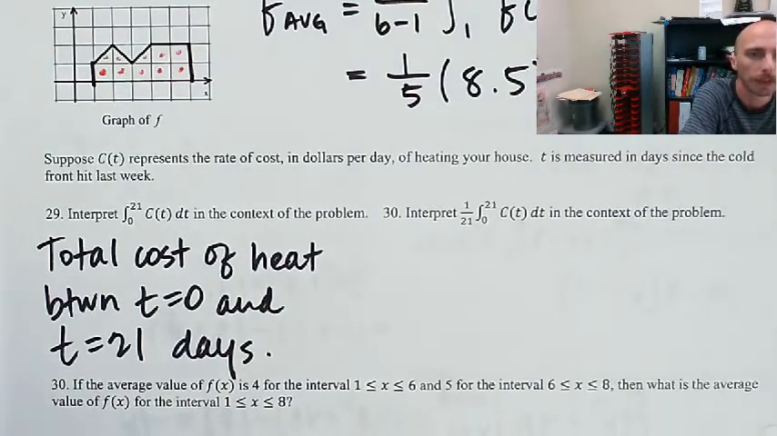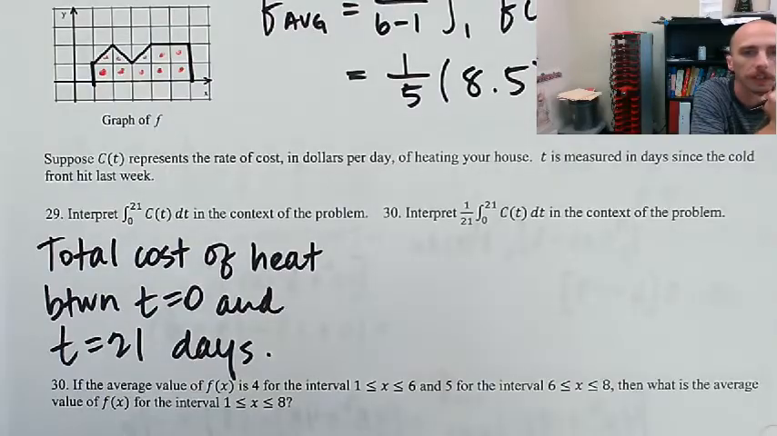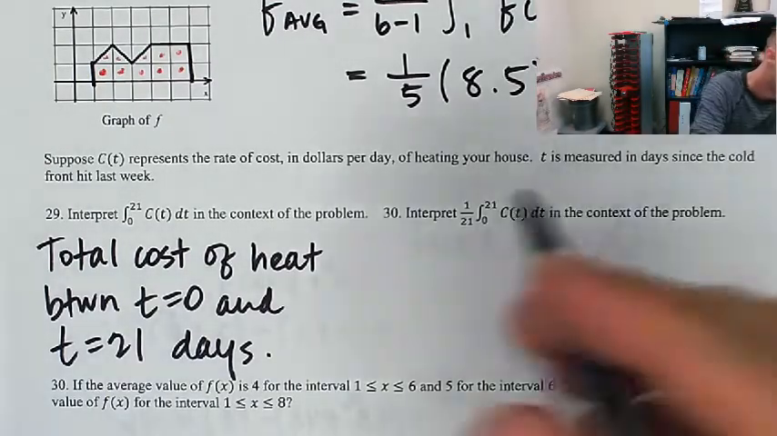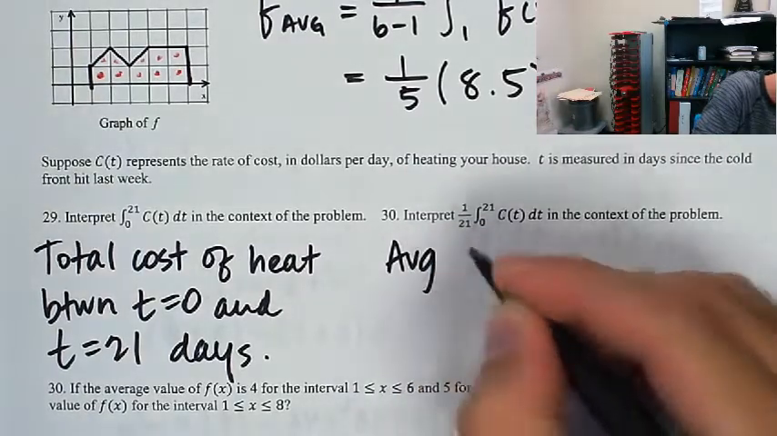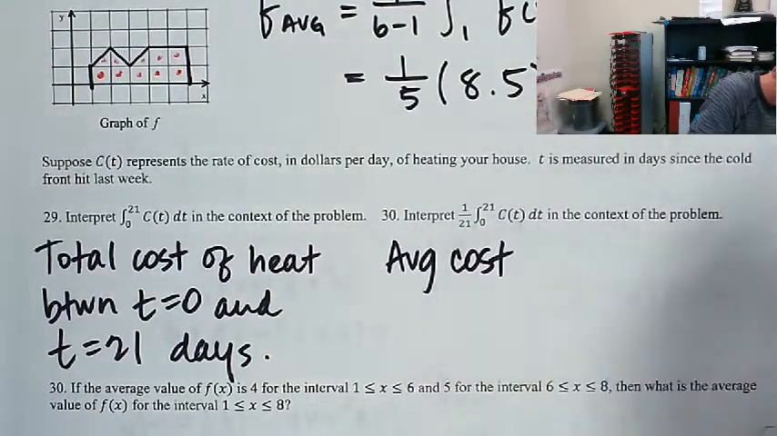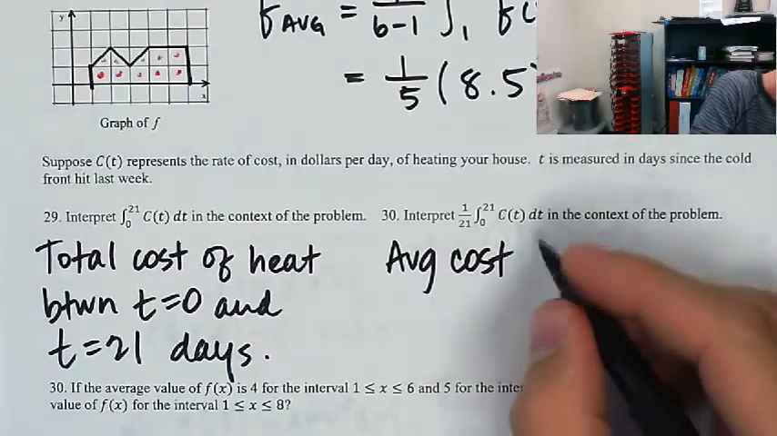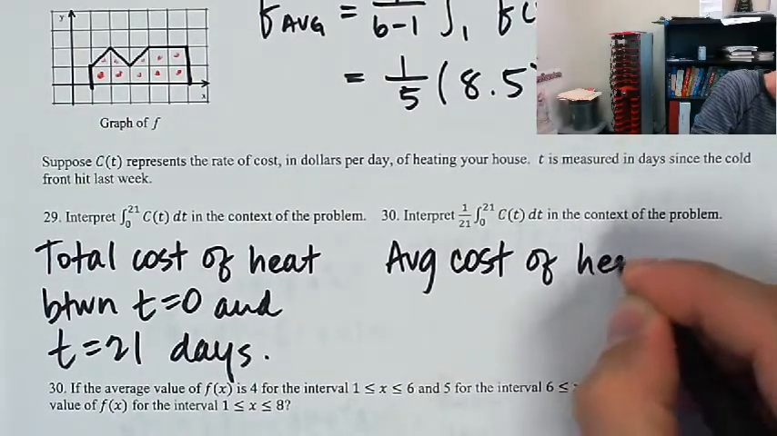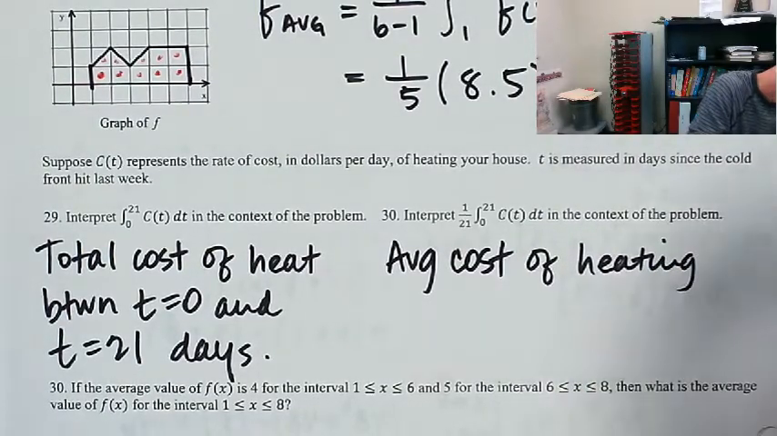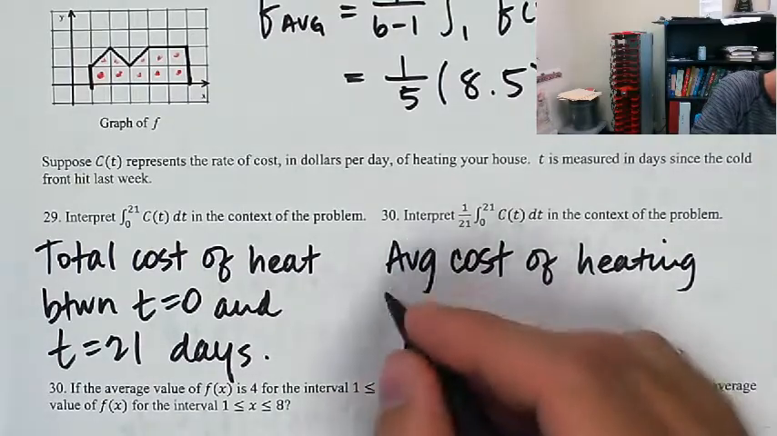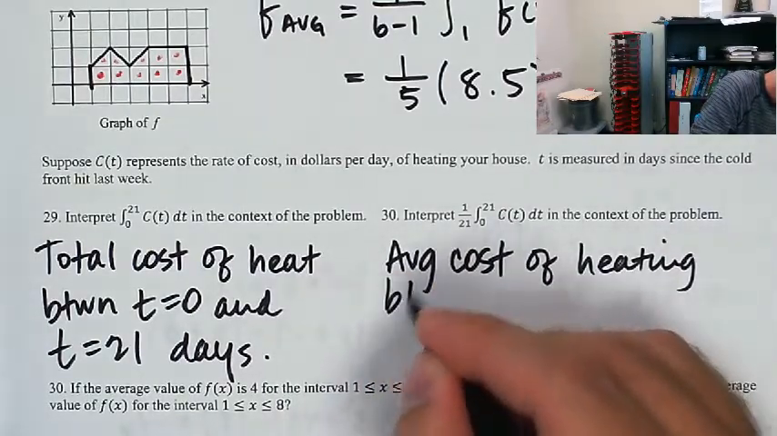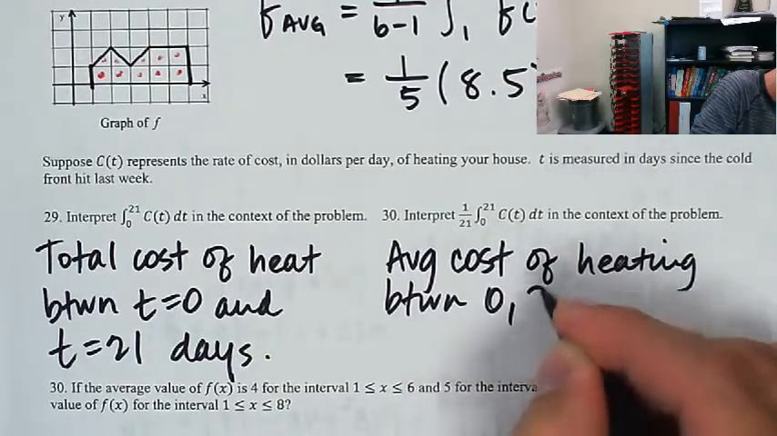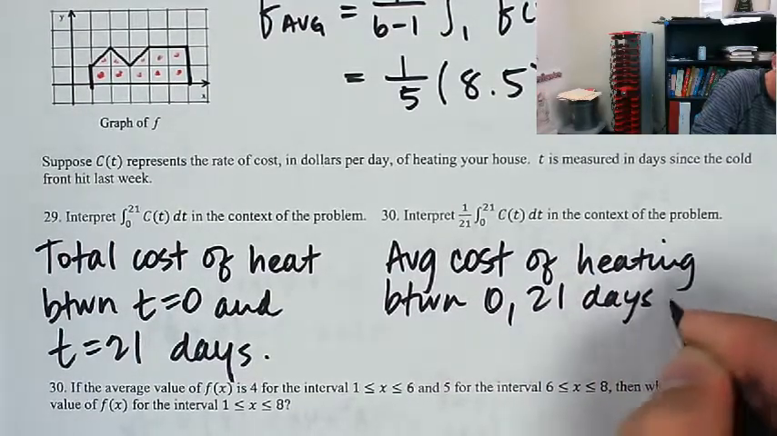Okay. Interpret the integral from 0 to 21 of C of t dt divided by 21 in the context of the problem. That's going to be the average value of the cost. So that's the average cost of heating the house between 0 and 21 days.